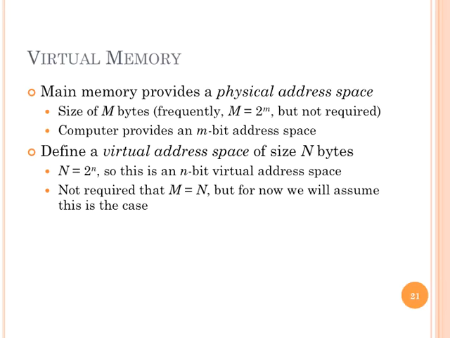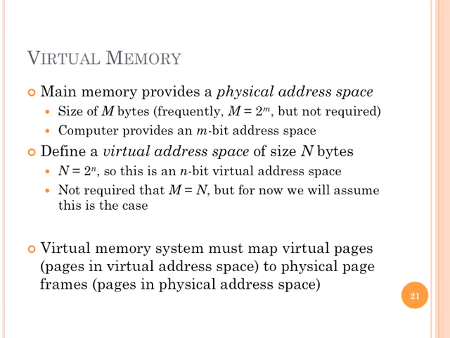Then we have a virtual address space of N bytes. M and N are not usually required to be the same, but we're going to constrain it for right now just because it makes it easy. So on IA32, with 32-bit addressing, we have a physical address space of 4 gigs and a virtual address space of 4 gigs. And so the virtual memory system maps virtual pages, which are pages in the virtual address space, the addresses that programs use, into physical page frames, which are pages in the physical address space.